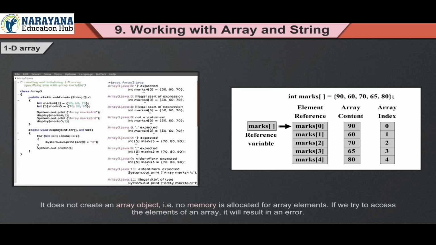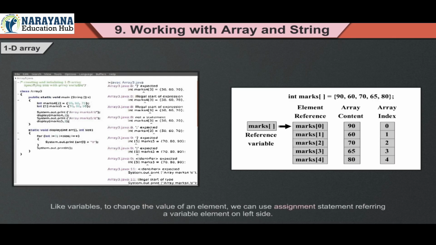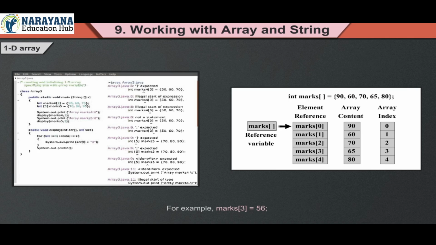It does not create an array object. That is, no memory is allocated for array elements. If we try to access the elements of an array, it will result in an error. Every element of an array is an individual variable that can be referred by using an index. Like variables, to change the value of an element, we can use an assignment statement referring to an array element on the left side. For example, marks[3] = 56.